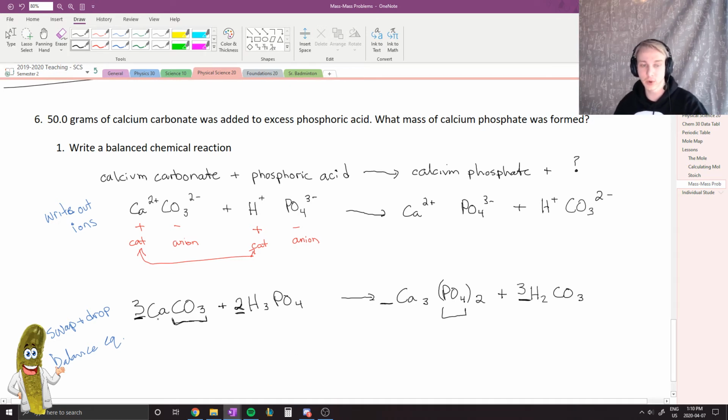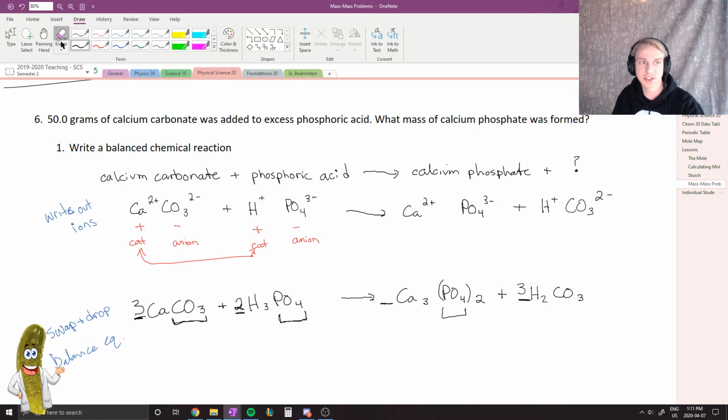So what I've confirmed so far is that my calciums are balanced. I've got 3 over here and 3 over here. I know that my phosphates are balanced. I have 2 over here, and if I include this as one whole unit, I have 2 on the left-hand side. I know my carbonates are balanced. I have 3 on the right side and 3 on the left side.